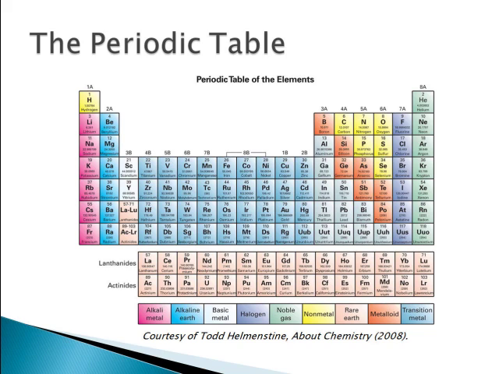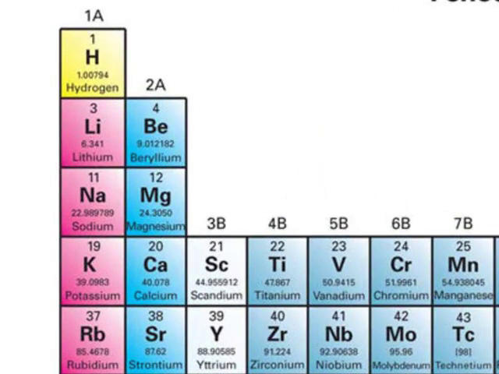Now this gets us back to the periodic table. The periodic table can be defined as a chart in which the chemical elements are arranged in order of increasing atomic number. Take a moment and look across from left to right. Notice 1, 2, 3, 4, 5, and so on, with each adjacent element having a higher atomic number than the element to its left or the element above it.